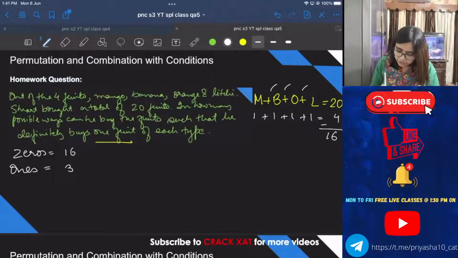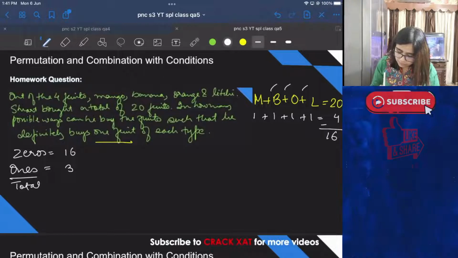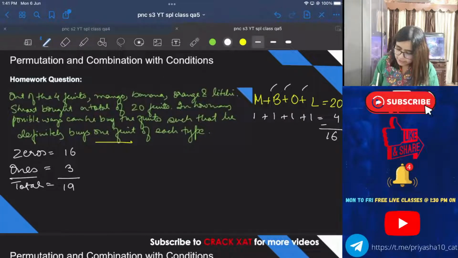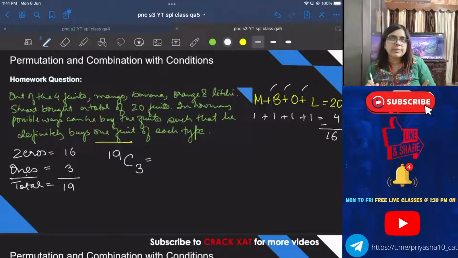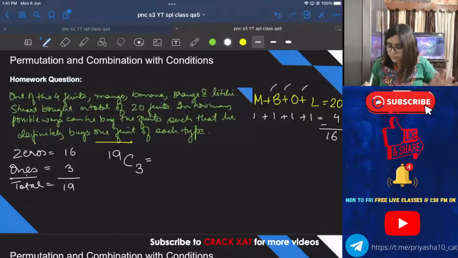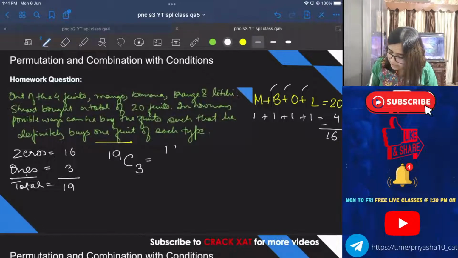The formula was total, which is equal to 19. 19 C ones, that is 3. So the answer will be 19C3. Can you people solve this and tell me the answer, please? This is at least what I want you people to do. Solve the answer and do let me know in the chat. This is pure multiplication and a little bit of division as well, of course.